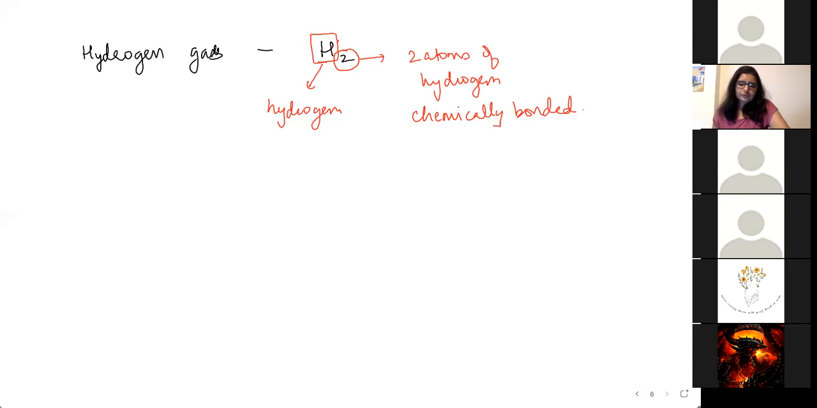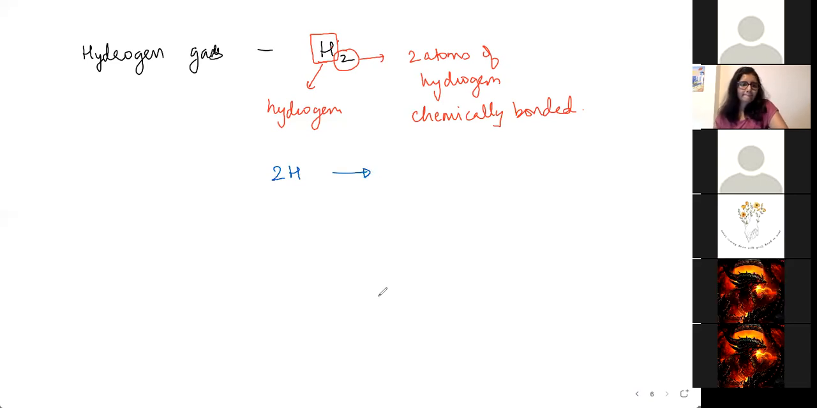Now, what if I write it as 2H? What does this mean? Two atoms of hydrogen. This also means 2 atoms of hydrogen, correct? But what does it mean? They haven't chemically bonded. Very good guess. Yes, they are not bonded. You just have 2 random atoms of hydrogen just chilling around. H2 ke case mein, the 2 atoms are chemically bonded to each other. Okay, so that's the difference between H2 and 2H.